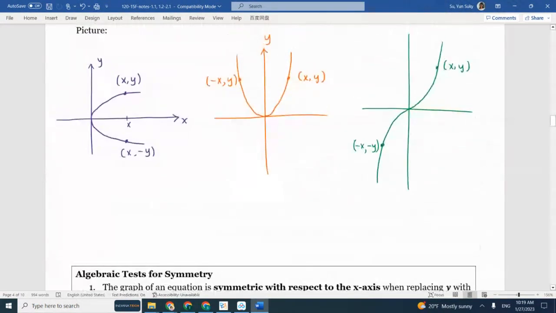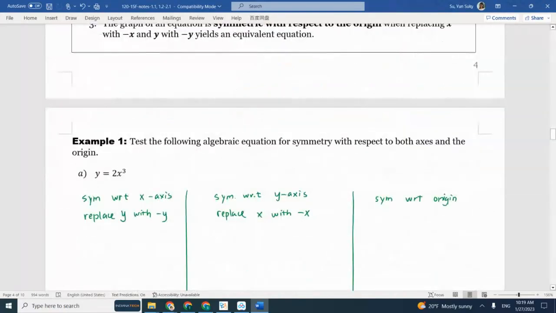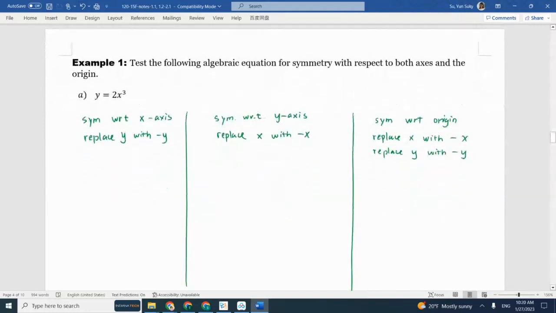Look at this picture. Symmetric with respect to the y-axis. The y is the same. The x, we can replace x by negative x. And then origin, do both. So we replace y. No, let's do x first. Replace x with negative x, and we replace y with negative y. Okay, let's do it. Here, replace y with negative y. So change the y to negative y.